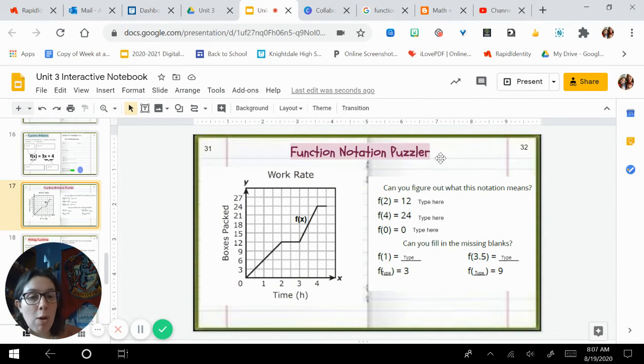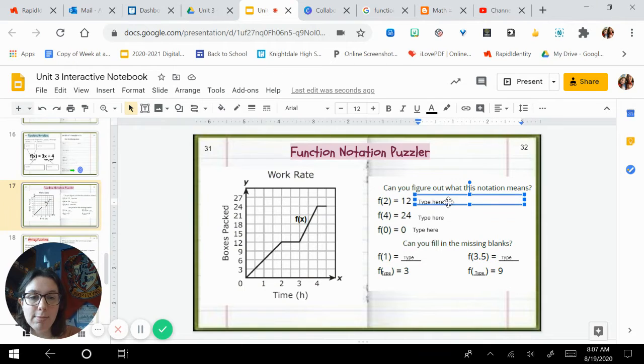Can you figure out what this notation means? It wants you to interpret into words what this means. So f of 2 equals 12. All right, 2 is in the x spot because it's in parentheses. What is x here? X is time, hours. So that is 2 hours. So for 2 hours, because x is hours, and it says equals 12.